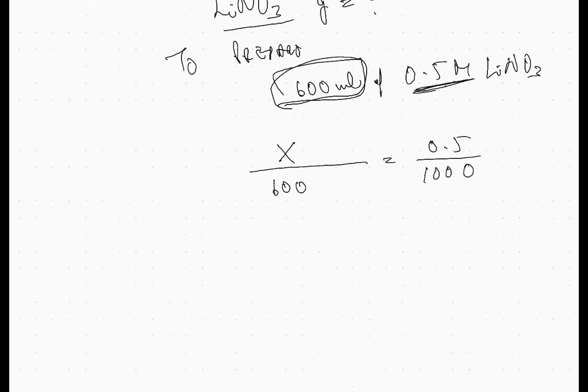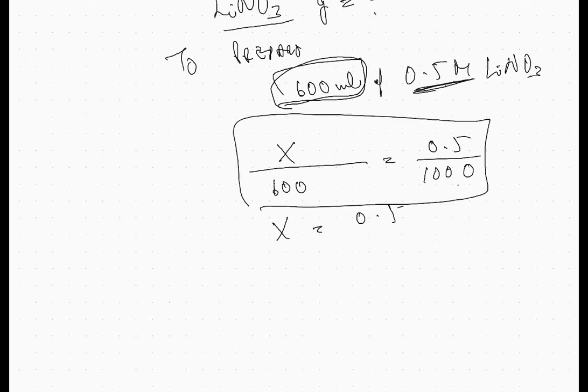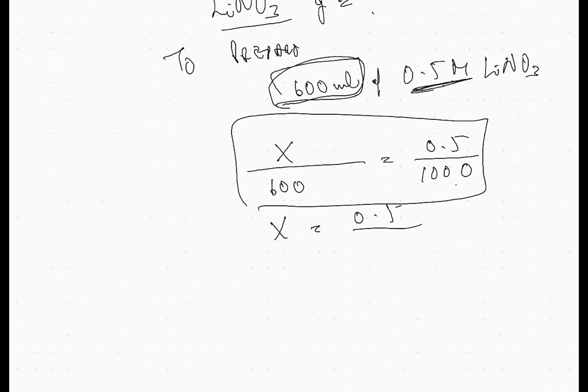Right? If you have 0.5 moles in 1000, how many would be in 600? So X is the number of moles. This is called the dilution method, because X in 600 has to be 0.5 in 1000. So if I rearrange this equation, X is given by 0.5 divided by 1000 times 600.